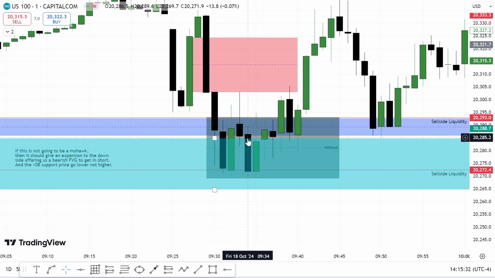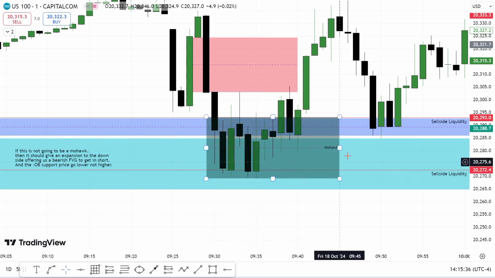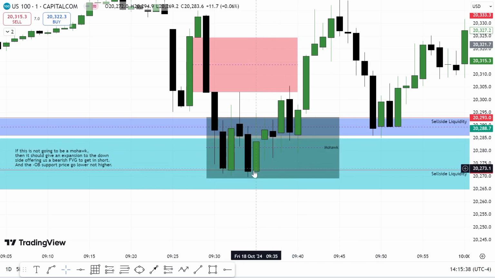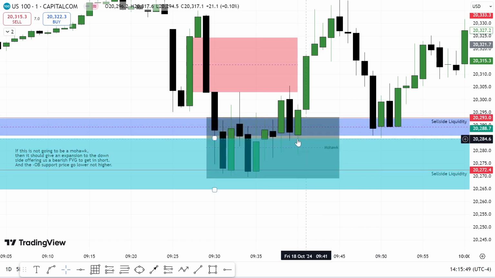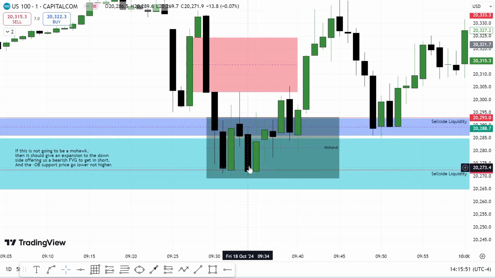This is going to be a mohawk if we don't have a bearish fair value gap trading in sync with this. That means if we don't have a bearish fair value gap here at this point, this 1 hour bullish fair value gap is still going to remain bullish and not going to act as an inversion fair value gap, because we don't have a bearish fair value gap at this point.